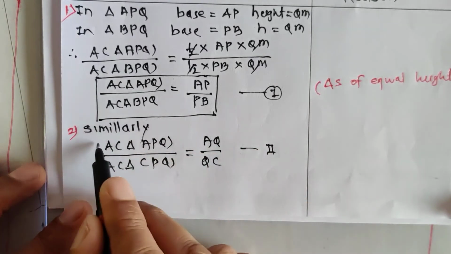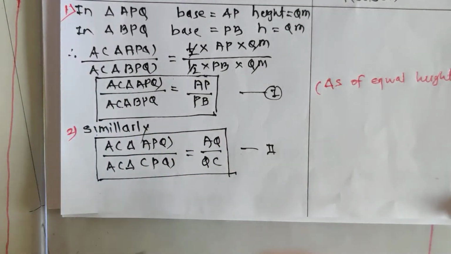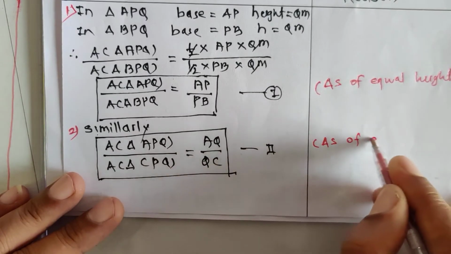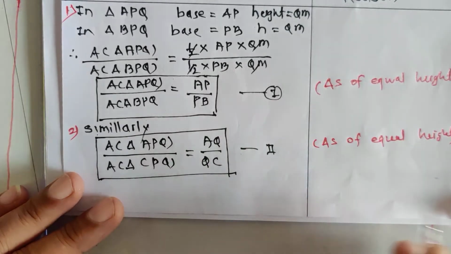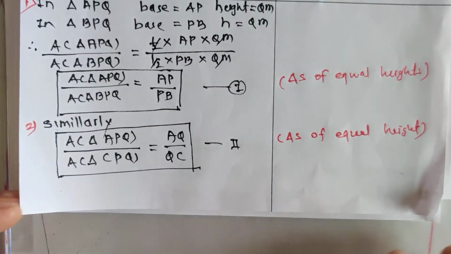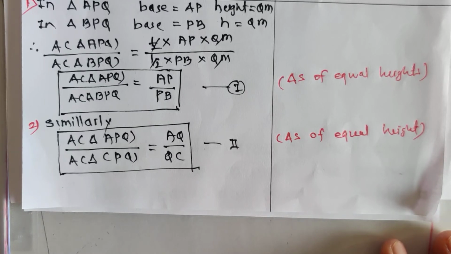This is the second point, and here we get the second statement. And here again these are triangles of equal height, that is the reason. Now the next point: you know one property, if base and height of two triangles are equal, then these triangles are equiareal triangles.